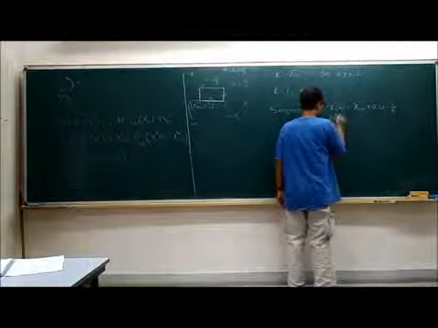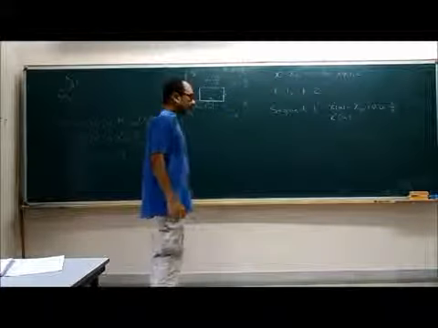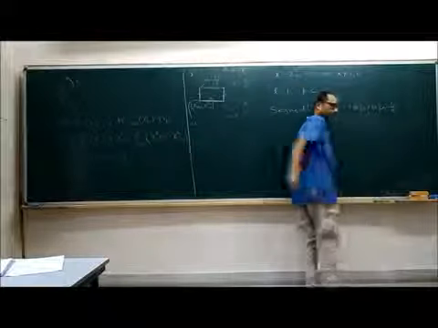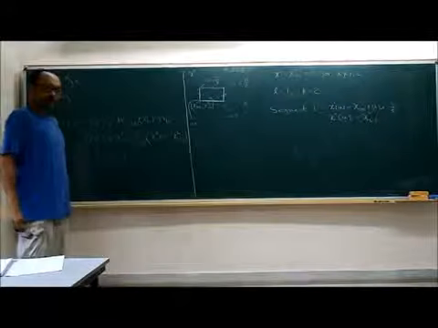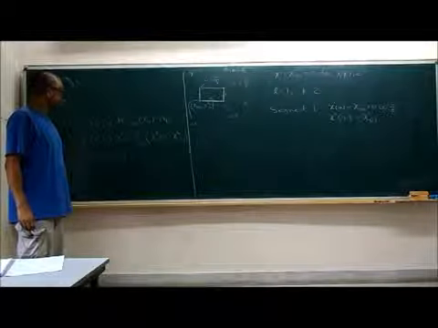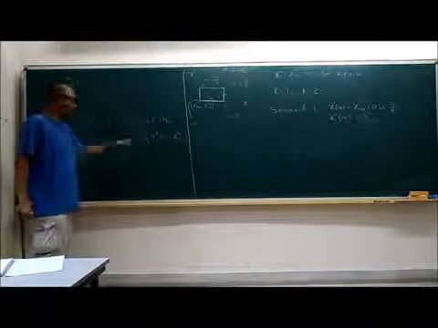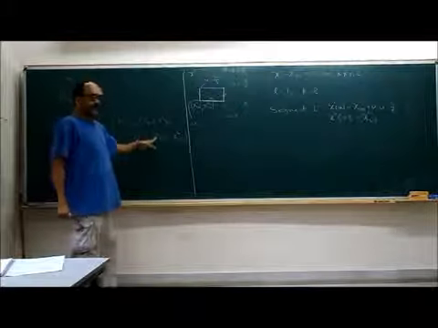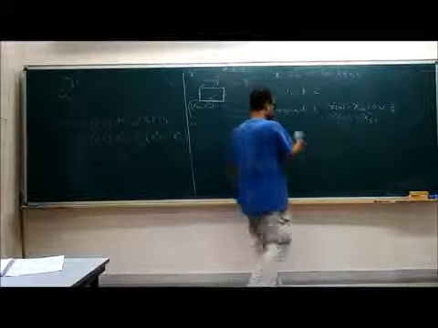x2 of u, how much is this? This is x2 naught. Is this okay? So how much will this integral be? It will be 0. Why will it be 0? Because k is 2, and d by du of this is 0. x2 is kept fixed, so the integral is equal to 0.